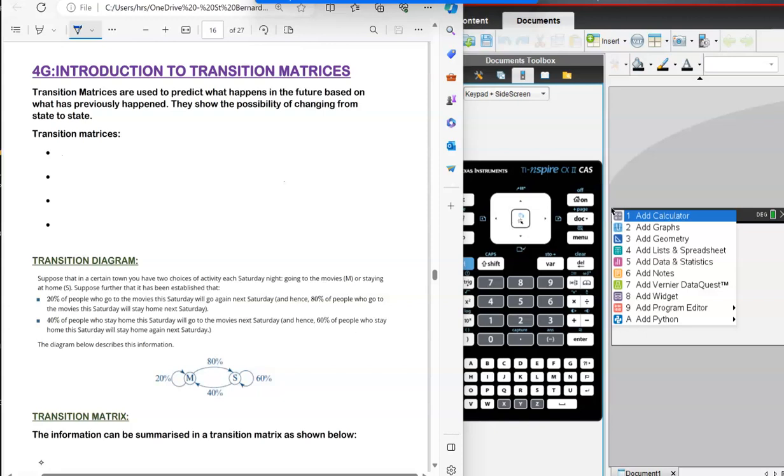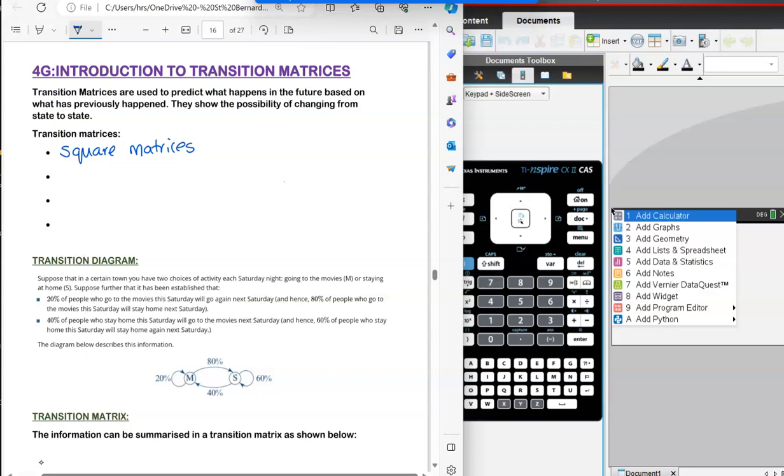So we've got a few things we need to know about transition matrices. Firstly, they are always square matrices. So what do I mean by that? They have the same number of rows and columns. So, a 3 by 3, a 2 by 2. So they're always square matrices.